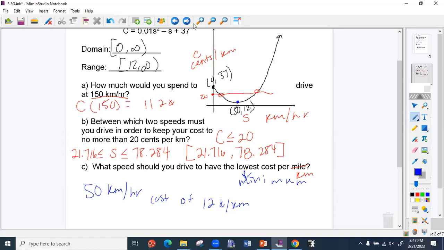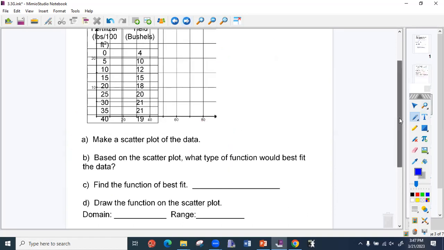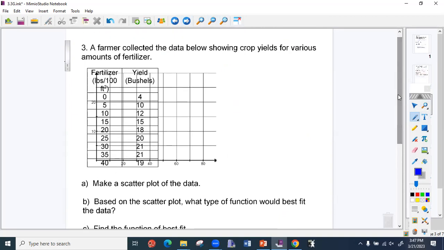I feel like we needed a little more practice with just regression models. Mine looks really yucky, and I don't know why. But on the back of yours, you should have this regression model with this function. Right here, it says a farmer collected the data below showing crop yields for various amounts of fertilizer.